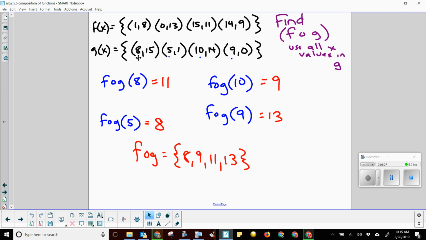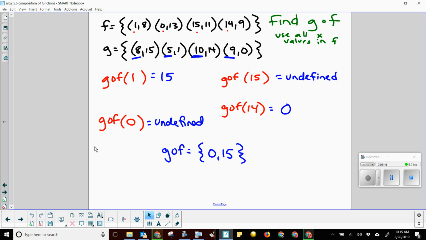Hopefully you can figure out 8 spits out 15, 15 comes up here and is our new input, and 15 spits out 11. 5 spits out 1, 1 becomes this input, 1 spits out 8. So on and so forth. And then you would just say, oh, my f of g answers are these 4 answers.